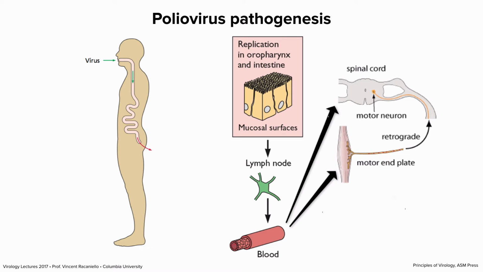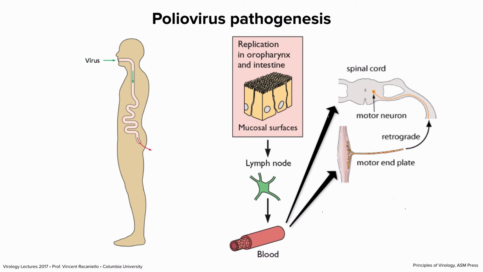So many people don't even know they're infected. They're shedding virus, and that is effectively spread to other people. In about 1% of people, the virus gets into the central nervous system. It does so from the blood. It can enter the blood, the CNS, in two ways.